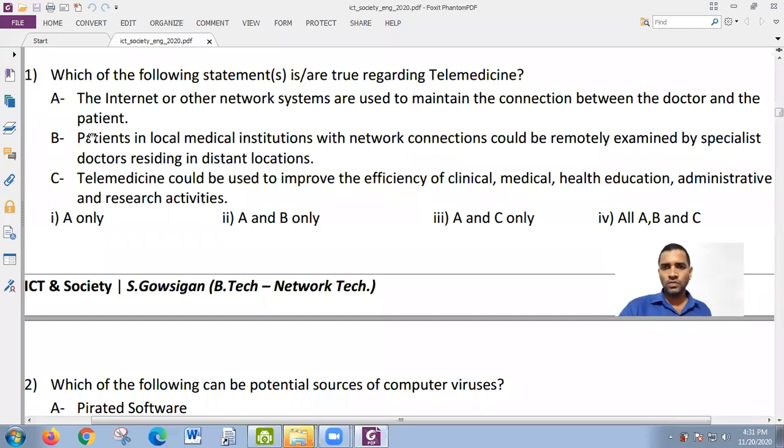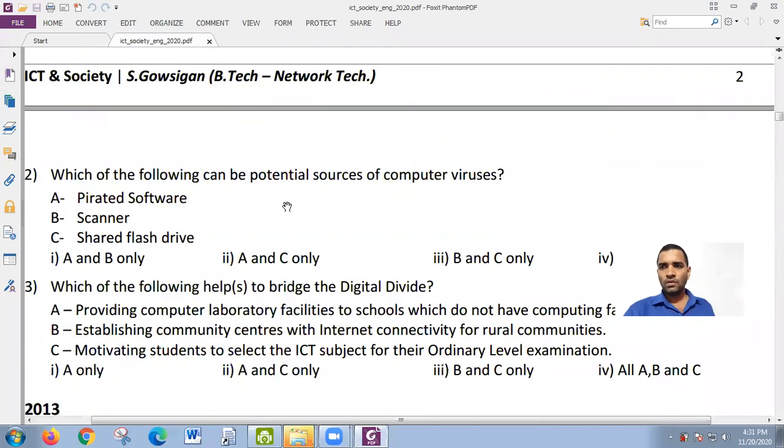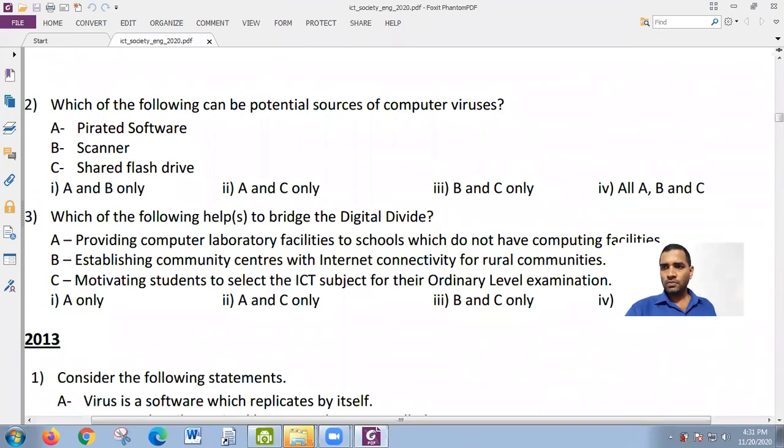Okay, so this is the first one. What's the answer? A, B, C, right? All of them are correct because the question is following statements true, right? True statements on telemedicine. So all of them are true. Okay, right. Then next one.